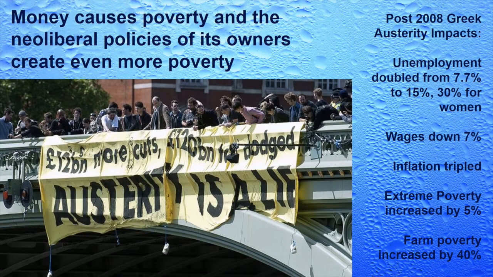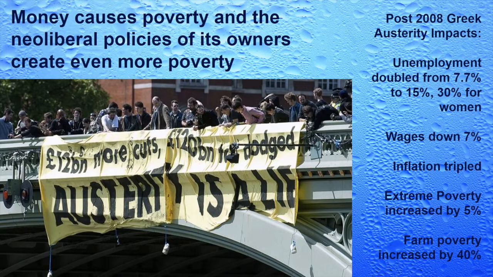Now, the kind of money that we're using causes poverty because the money that is borrowed with interest is borrowed typically by people that don't have enough money, and the interest is paid to the banks and the people that do have a lot of money. So it's a giant transfer of wealth from the poorest among us to the wealthiest among us. But on top of that, the neoliberal policies of the banks and the money's owners create even more poverty through the austerity measures they exact on countries that have gotten a lot of debt, like Greece.